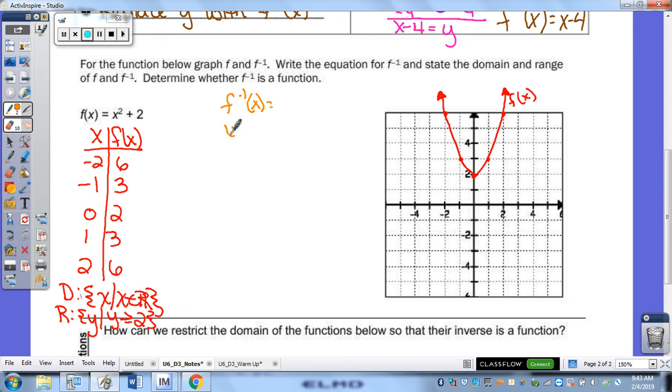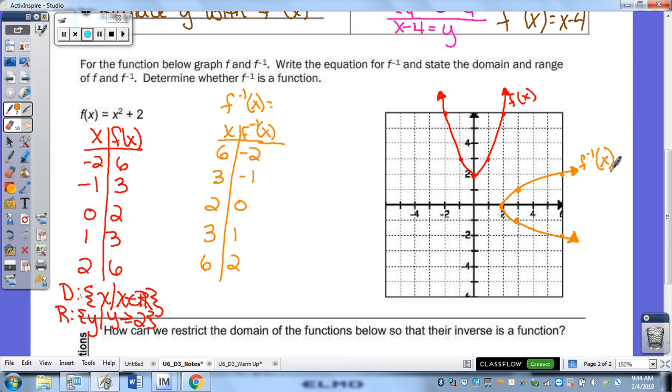So we don't know our equation yet, but we can still graph it. Make sure you keep writing this one as f to the negative 1 because it is a different function. So all we have to do is take our first function, switch our points so we can draw our graph. So 6, negative 2, 3, negative 1, 2, 0, 3, 1, 6, 2. So once you have those, go ahead and plot your points. Because it is an inverse, it's going to end up being a sideways parabola there, which we have not seen very often yet.